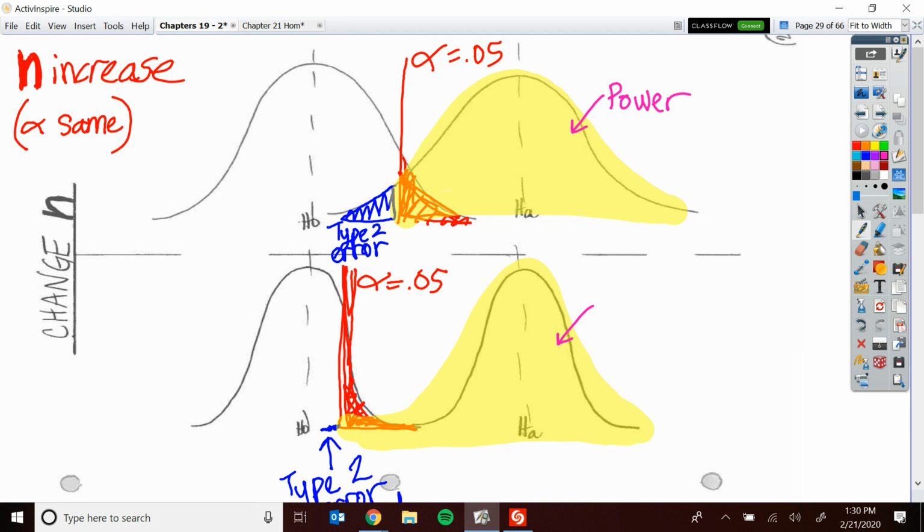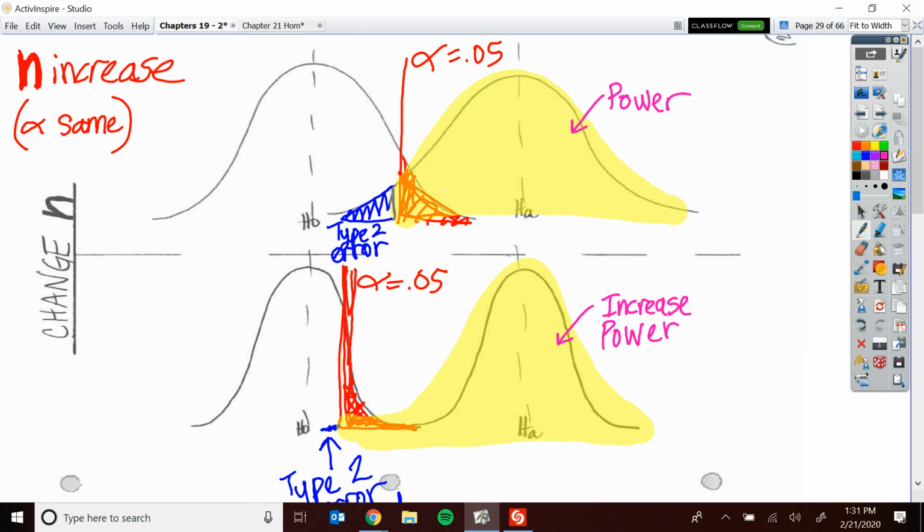So what happened to power if that type 2 went down by a bunch? It's kind of hard to see because it's not drawn to scale, but the power increased because power plus beta is 100% of the data. So if beta went down, power went up. Can we measure it like this? No, it's just going to be all of this. This is 100% of the data, all those samples in HA.